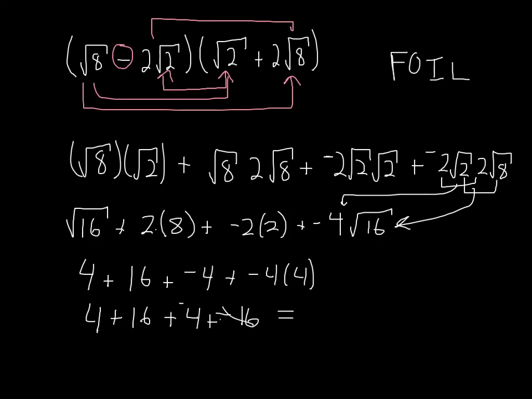And the negative 16s cancel each other out, and negative 4s cancel each other out, and I end up with 0. So this one's not too bad. It's a very, very long, involved way of finding what 0 is.